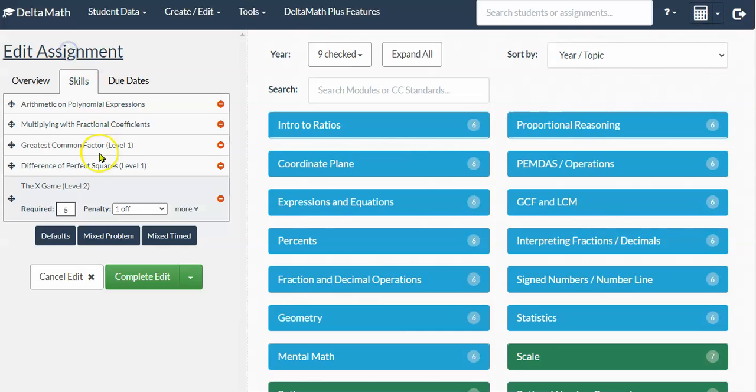All right, that completes the 5 lessons that are in homework number 9.